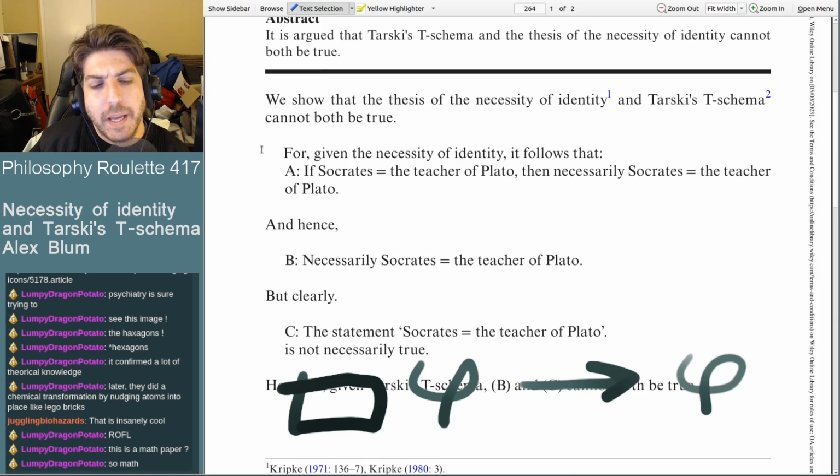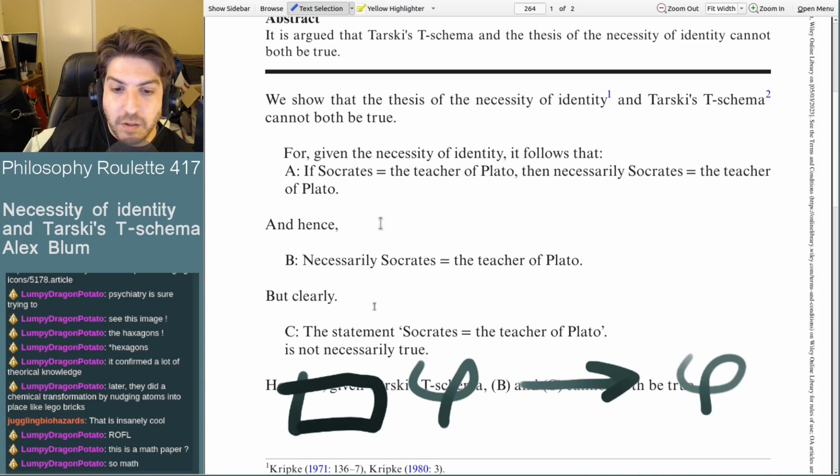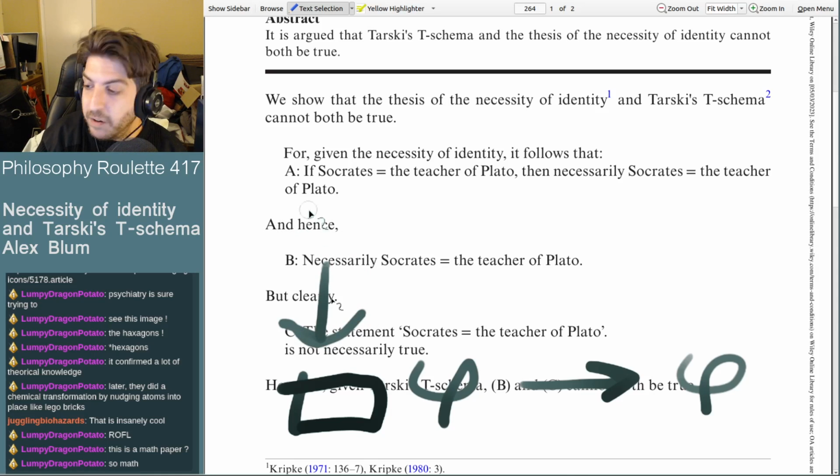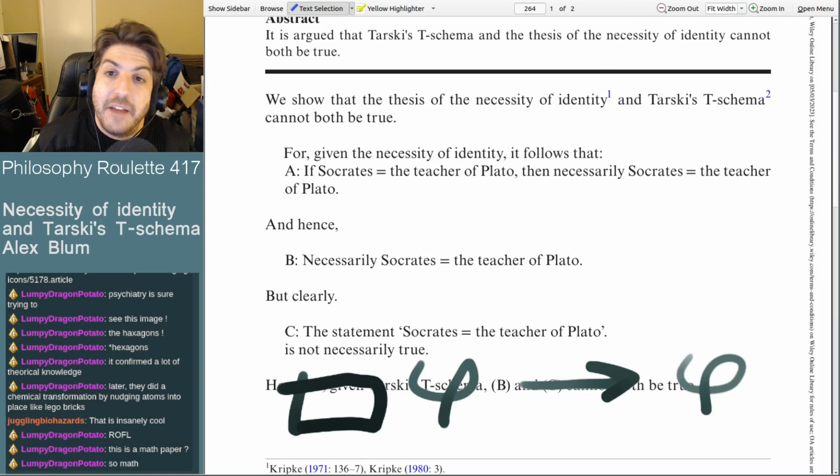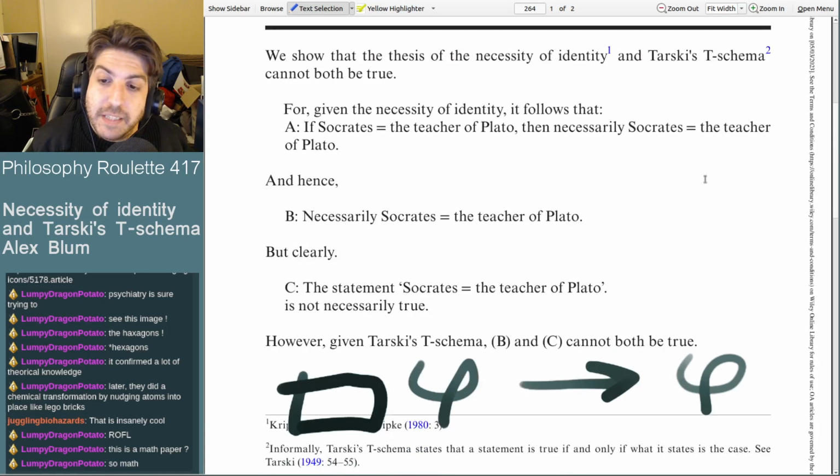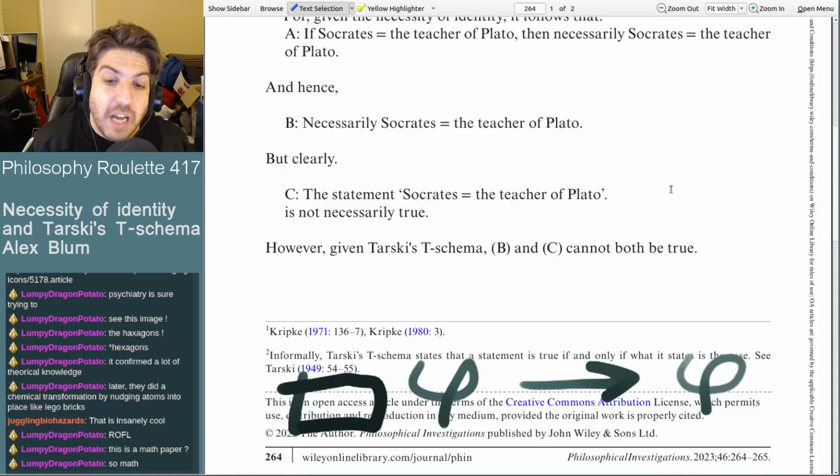Okay, so what the author says is, given the necessity of identity, it follows that A, if Socrates equals the teacher of Plato, then necessarily Socrates equals the teacher of Plato. So if you take this box right here to say necessarily, that's necessity now, and phi means Socrates is the teacher of Plato, then necessarily Socrates is the teacher of Plato. Hence, B, necessarily Socrates is the teacher of Plato. Clearly, in C, the statement Socrates is the teacher of Plato is not necessarily true. However, given Tarski's T-schema, B and C cannot both be true.